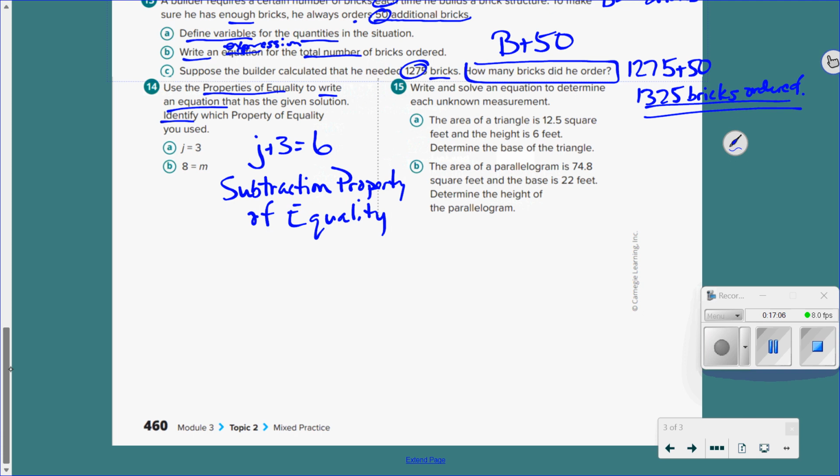But again, we're going to change that one up a little bit on the test, but it'll be the same concept of understanding it. Our last one, write and solve an equation to determine each unknown measurement. The area of the triangle is 12 5/10 square feet, the height is 6. Determine the base. So that gets back to our formulas for a triangle. Area equals 1/2 times base times height. They gave us that it's 12 5/10 square feet.